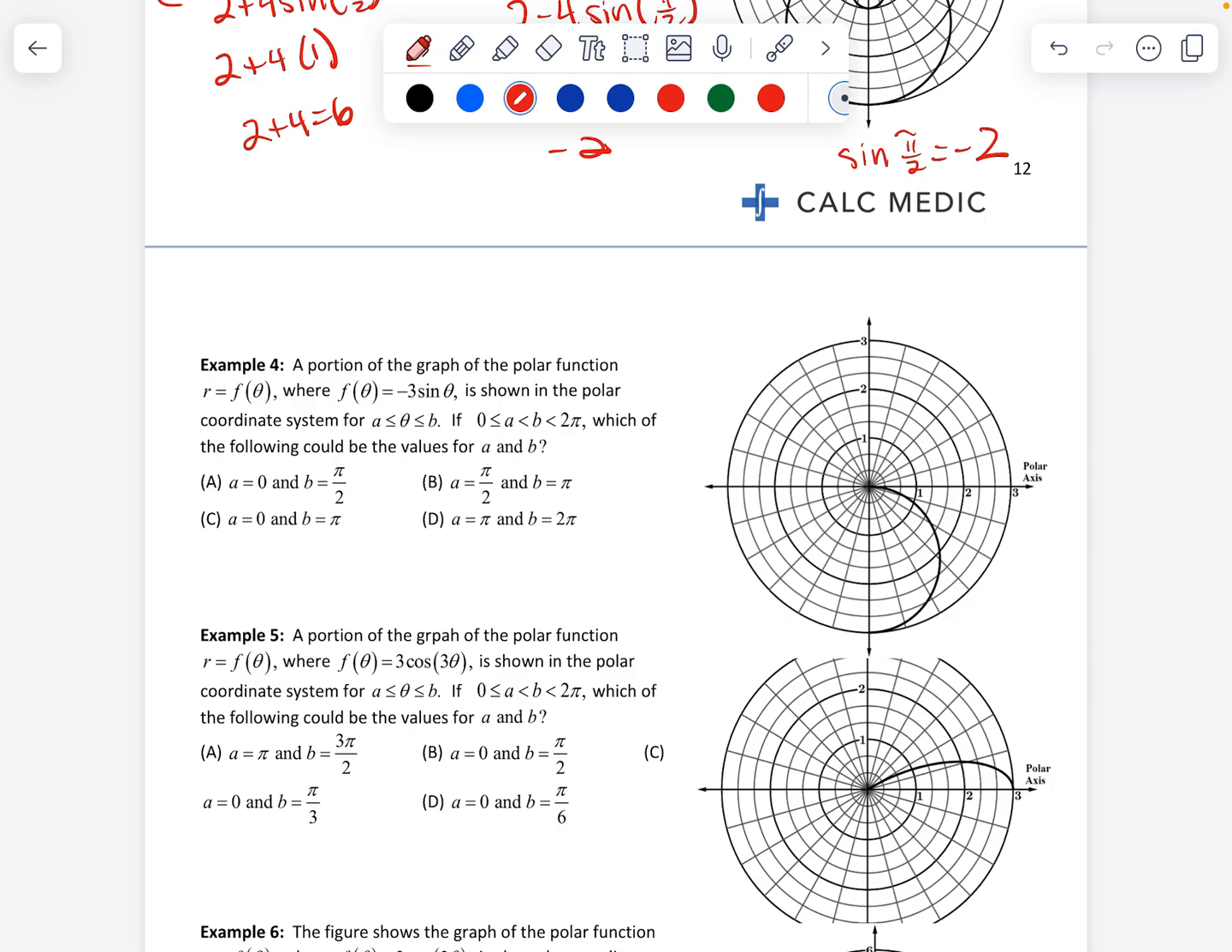All right, example 4. A portion of the graph of the polar function f of theta, where here's our polar graph, is shown in the system. Which of the following could be true if A is less than theta is less than B, if 0 is less than A is less than B is less than 2 pi? All right, so we have to figure out what this one is saying.